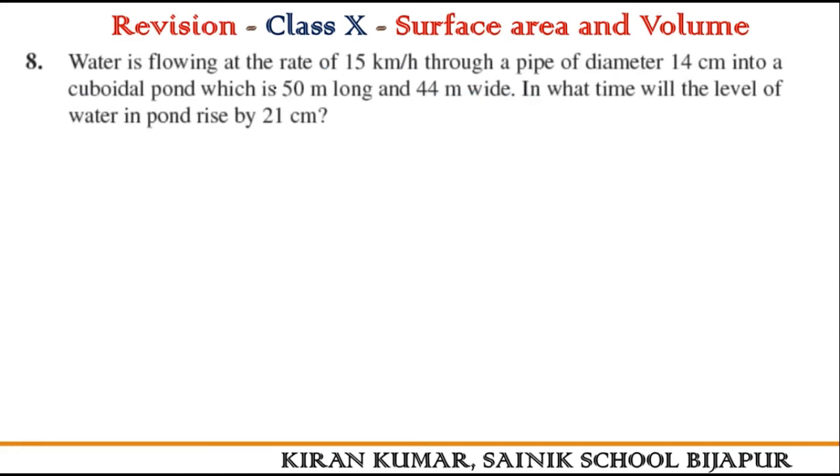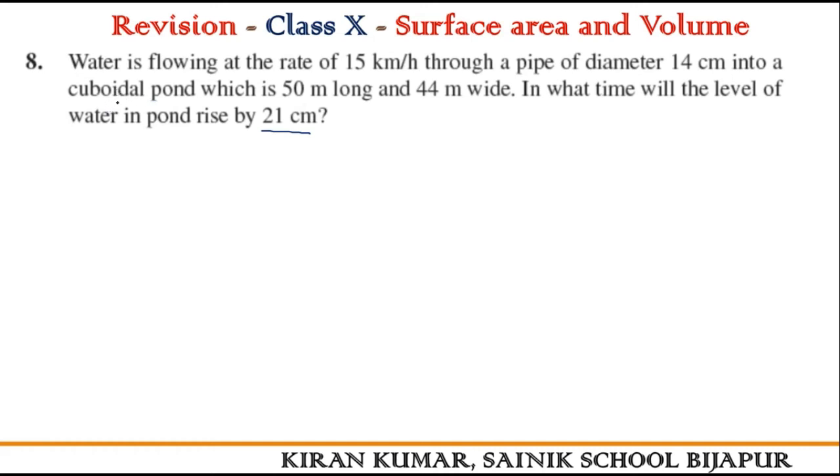Question 8. Water flowing at the rate of 15 km per hour through a pipe of diameter 14 centimeter into a cuboidal pond which is 50 meter long, 44 meter wide. In what time will the level of the water be raised by 21 centimeter?